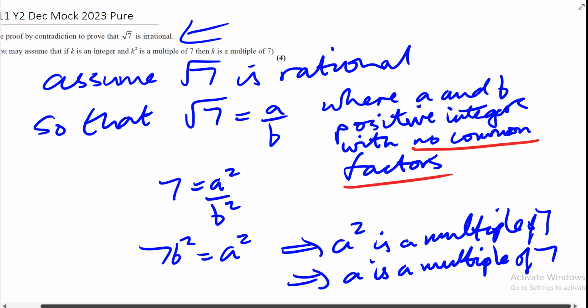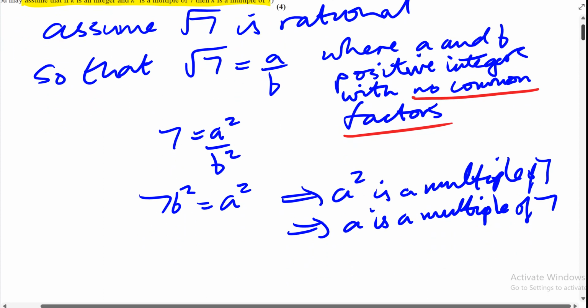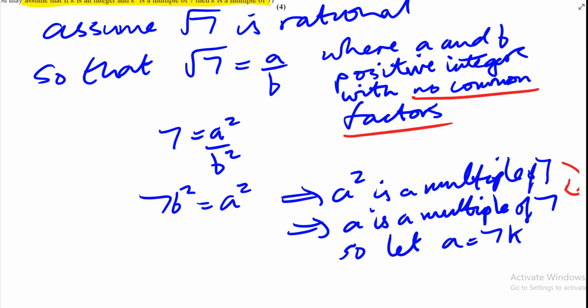How do we know that? Well, it tells us here that we don't need to prove that. So that's why it has that bit in the bracket in the question, because otherwise we should really prove the step from here to here. But we can assume it because it tells us we can in the question. So because a is a multiple of 7, we can let a equal 7 times k, where k is just a positive integer.